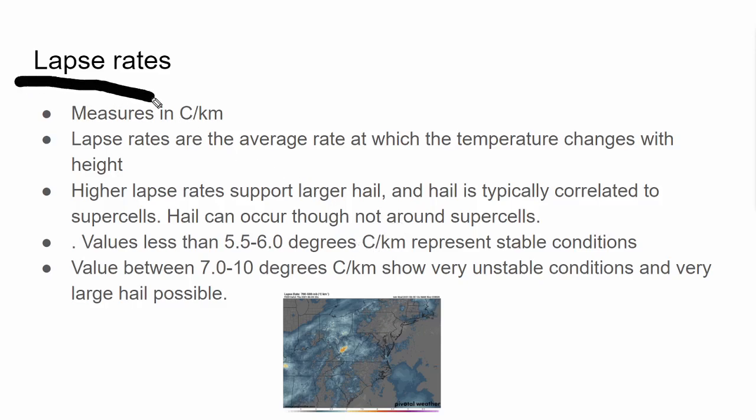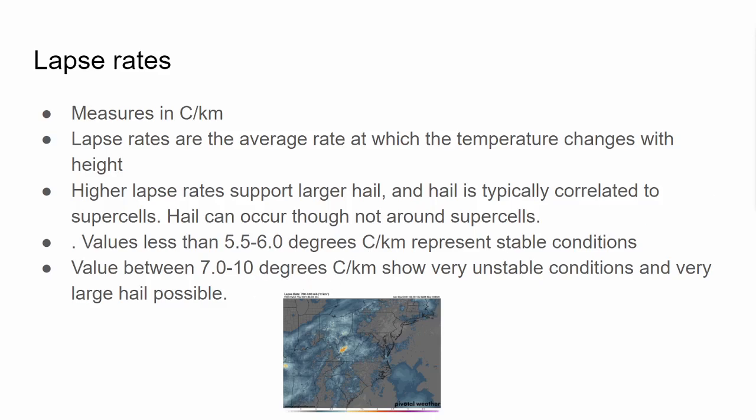Obviously, our lapse rates determine whether we're going to have hail or not. So you can disregard this a little bit, but still, large hail is very, very common within large, powerful supercells. Values less than 5.5 to 6 degrees Celsius per kilometer represent stable conditions, with not much hail development. But values between 7 and 10 degrees Celsius per kilometer show very unstable conditions and very large hail possible. Now, in my time of forecasting, I've not seen it get up to 10 yet. I've seen it get up to the 9s, maybe 9.5 in some levels, but I have not seen it get to that 10 range.